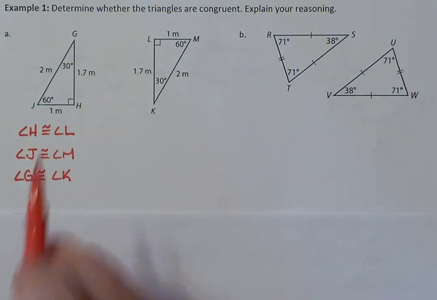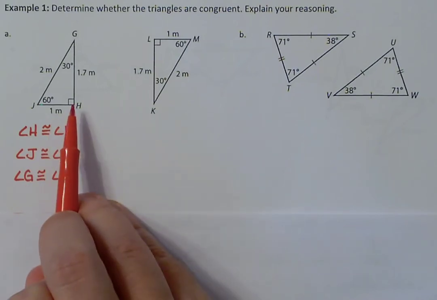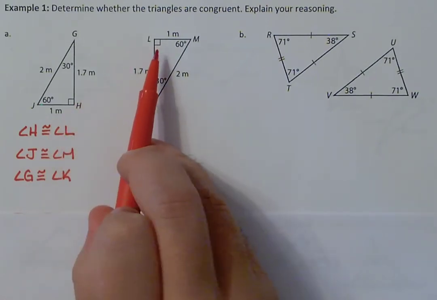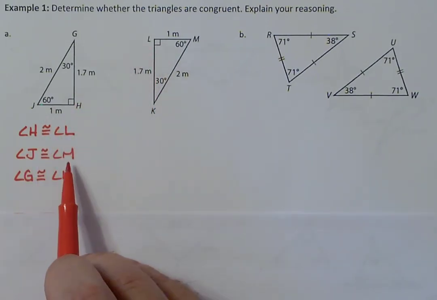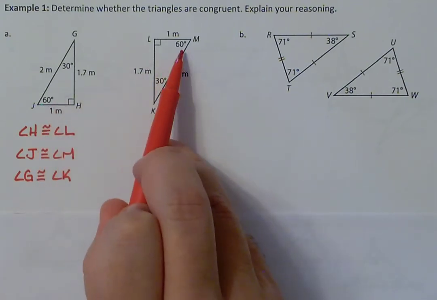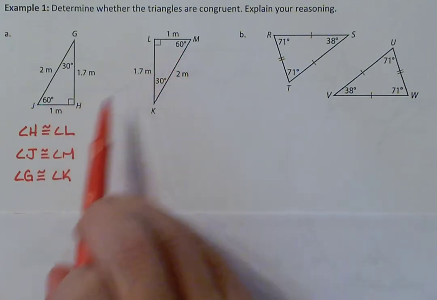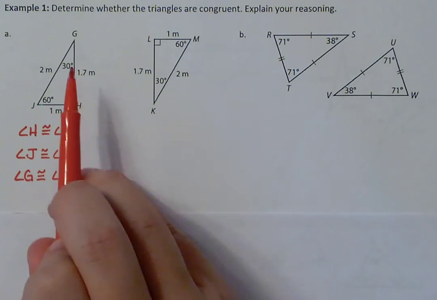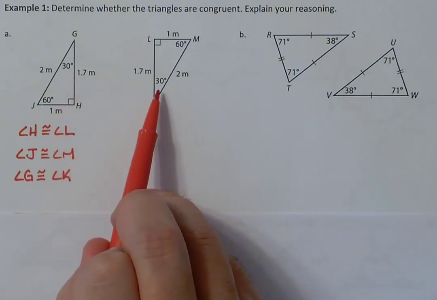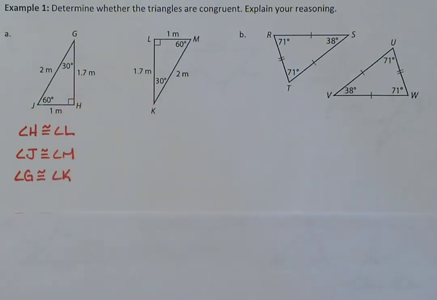So again, H is congruent to L because H and L are 90 degrees. J is congruent to M because J and M are 60. And G is congruent to K because G and K are 30 degrees. So I've now gone through and matched and found my congruent or corresponding pairs of angles.